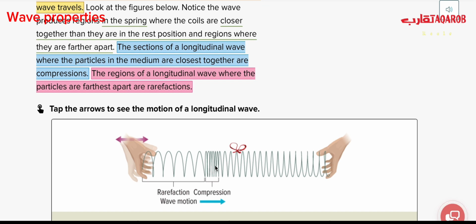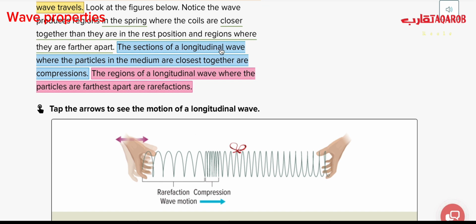closer to each other. The area in which the coils are apart from each other, we call rarefaction. And if they are closer to each other, this is compression. So again, rarefaction, compression. This is how longitudinal waves move. In longitudinal waves, we have rarefaction and compression. But in transverse, we have what? Very good, we have crests and troughs, okay?